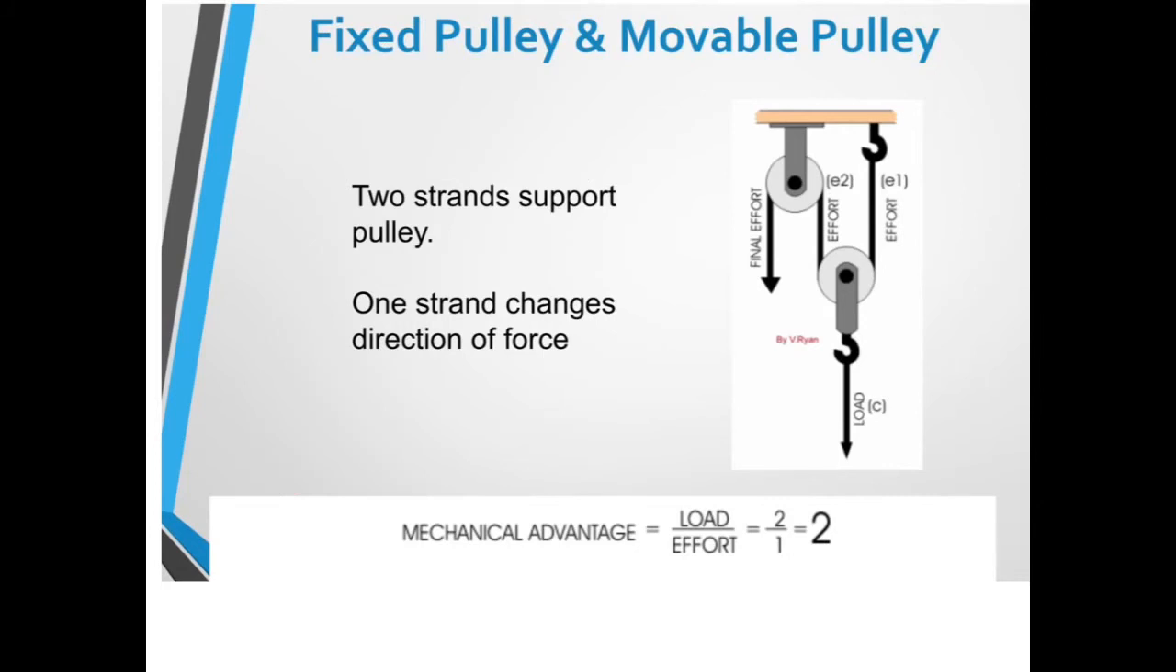Then if we look at this pulley system, notice here would be our resistance or our load, and it has 1, 2 strands supporting the weight. The rope here going over the fixed pulley is just changing direction, but it's not actually supporting this load. So we just count 1, 2, and that means our ideal mechanical advantage here is going to be 2.